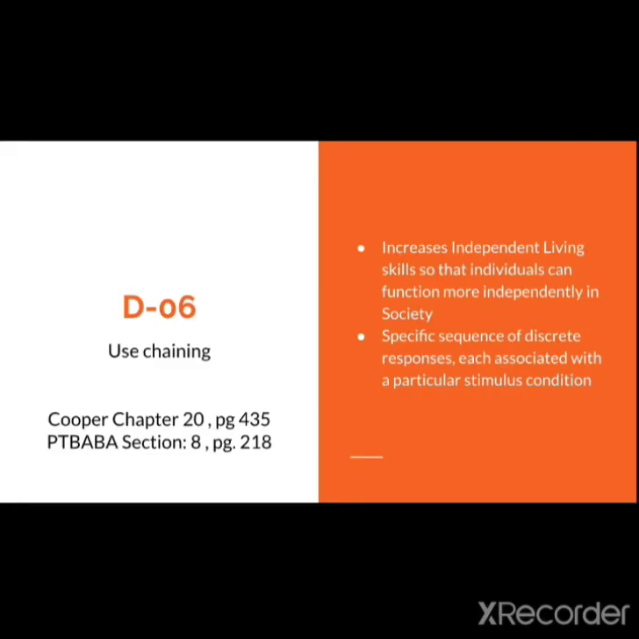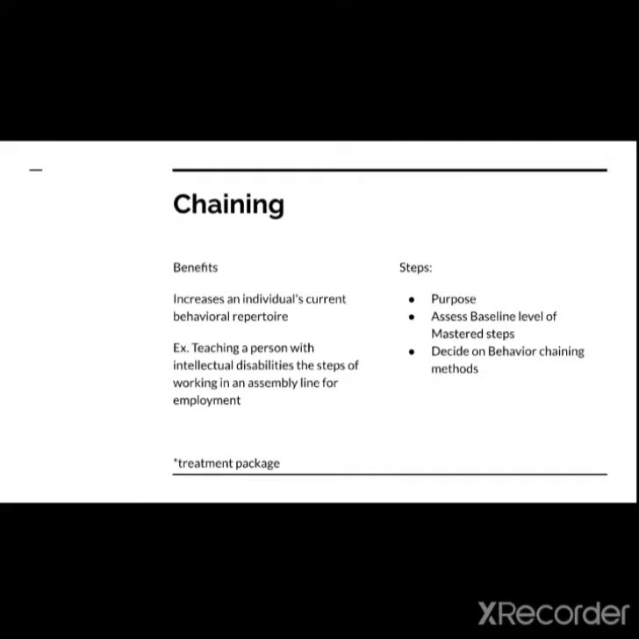D-06, use chaining. So this is when it increases the independent living skills so that individuals can function more independently in society. It's a specific sequence of discrete responses, each associated with a particular stimulus condition. So chaining does have benefits. It increases an individual's current behavioral repertoire. For instance, teaching a person with intellectual disabilities the steps of working in an assembly line for employment. Chaining is part of a treatment package.